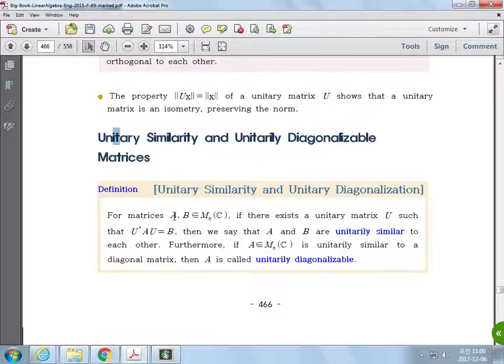If A and B are n by n complex matrices, and there exists a unitary matrix U such that U star AU is equal to B, then A and B are called unitarily similar to each other. If A is unitarily similar to a diagonal matrix, then we call A unitarily diagonalizable. So U star AU is equal to a diagonal matrix, which is nice. If a matrix is unitarily diagonalizable, you can change the complex matrix to a diagonal matrix by using a unitary matrix, which has wonderful properties.